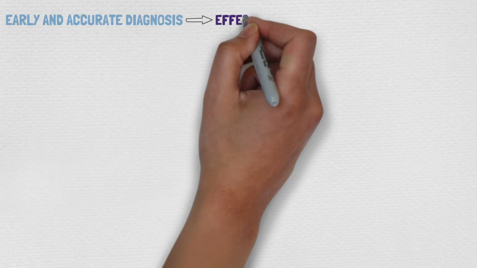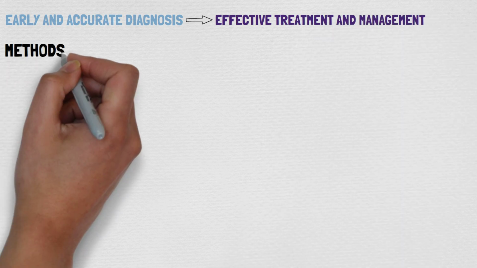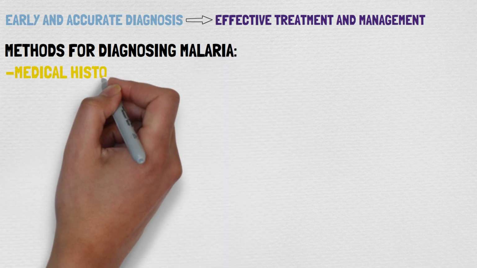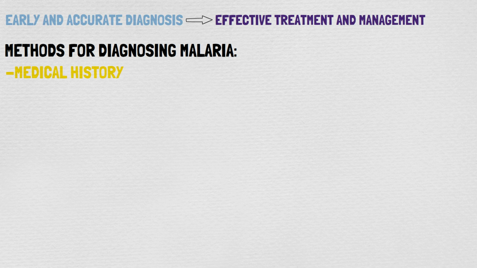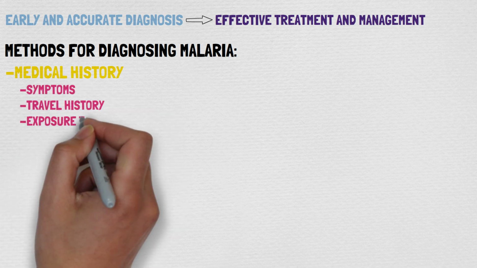Early and accurate diagnosis of malaria is crucial for effective treatment and management of the disease. Here are various methods used for diagnosing malaria. Medical history. The doctor will take a detailed medical history including the symptoms, travel history, and exposure to mosquito bite.